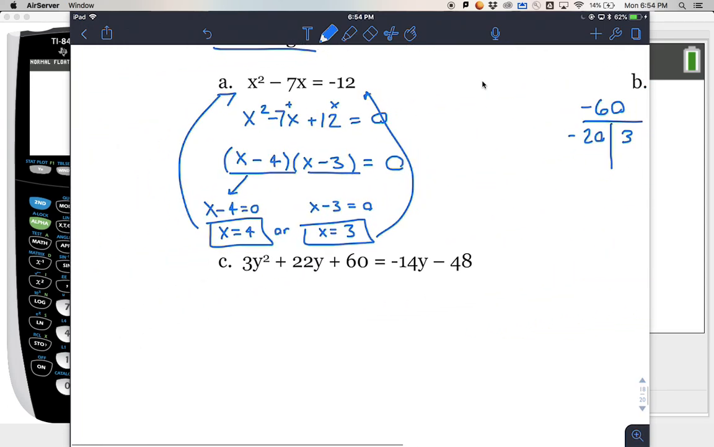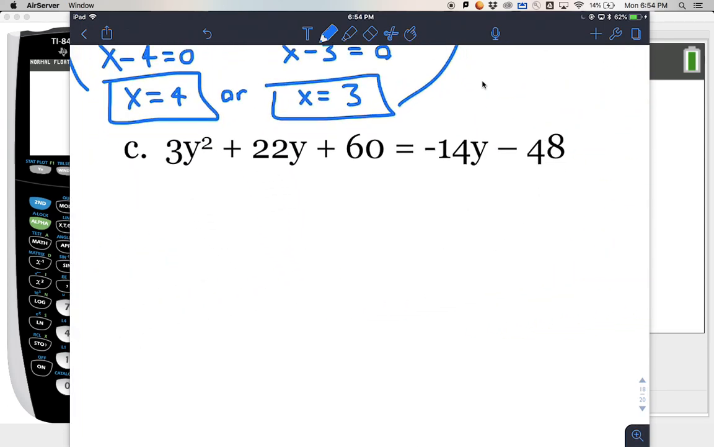Okay, now the next one here, got a lot going on here. One suggestion I make is try and keep your x squared, or in this case our y squared, positive. So we want to move all of this junk here to the other side. So we'll add 14y to both sides. Make sure you add it to the corresponding spot right there. So plus 14y. And then I guess this here is add 48 to both sides.